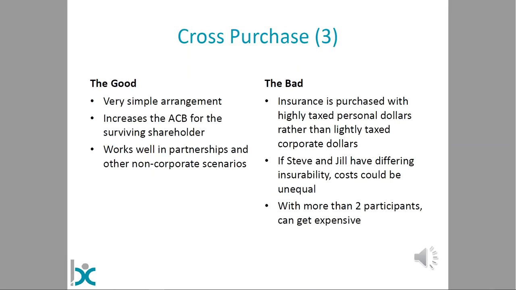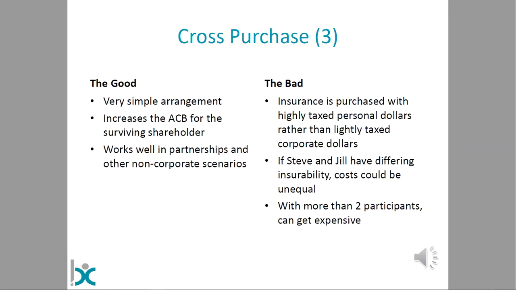Second, if Steve and Jill have different levels of insurability, if Steve is very healthy and Jill is unhealthy, or vice versa, then Steve is really paying for Jill's health and Jill is paying for Steve's health. That may not be considered a fair arrangement.